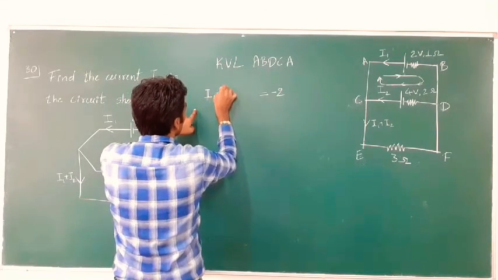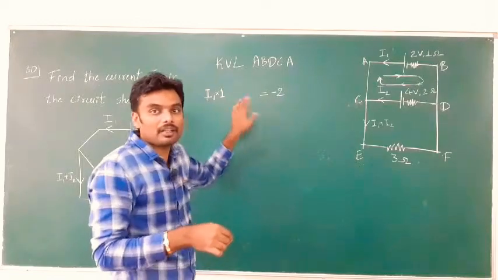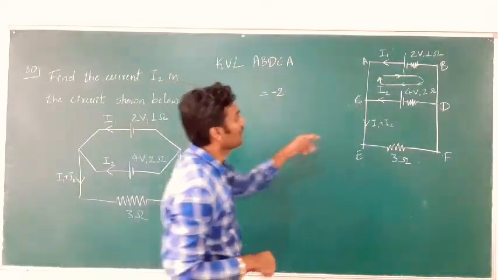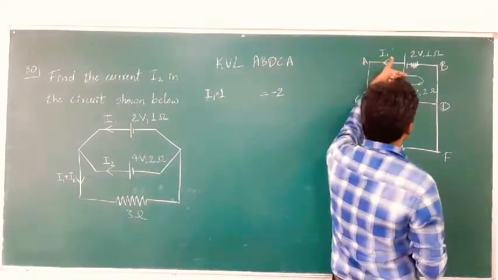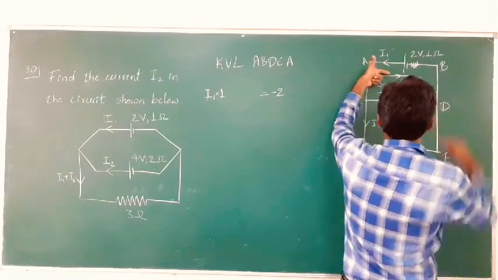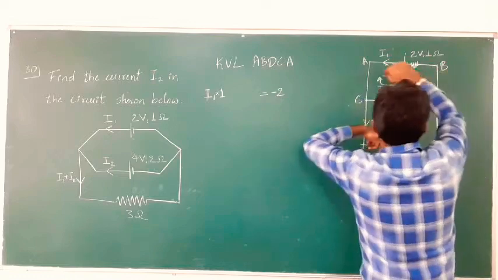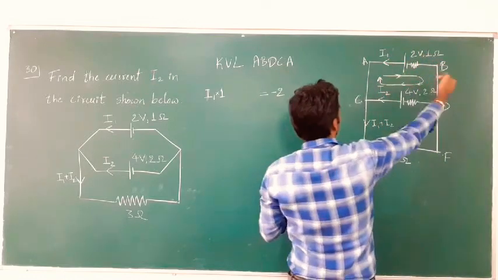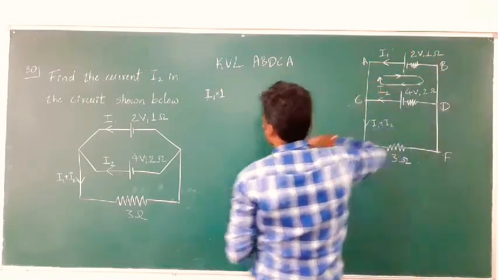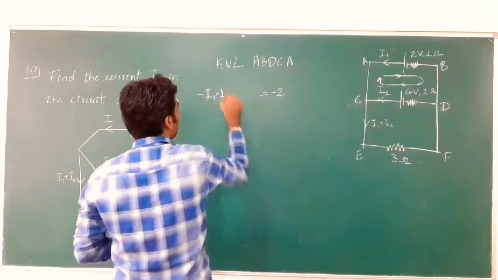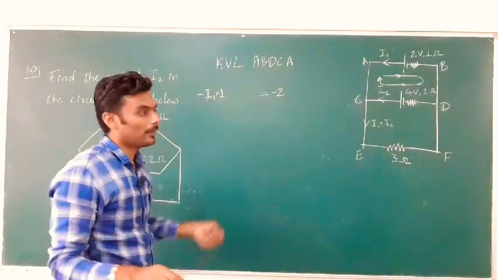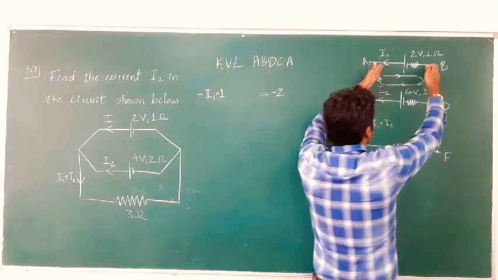I1 into 1 ohm, right? I1R is what I should put. So I1 into R, right? But again, I1 is flowing in the opposite direction of my traversal, because I am going clockwise, but I1 is actually going in the opposite direction. So I should put minus I1 into 1. Clear? Okay, so this part of the loop is done.